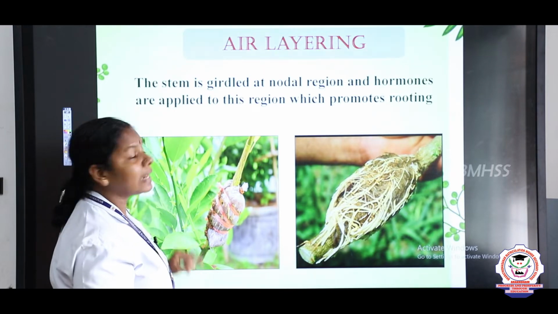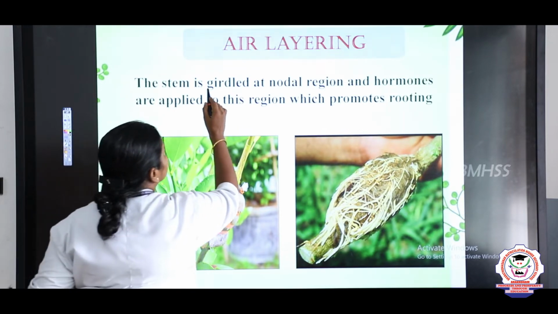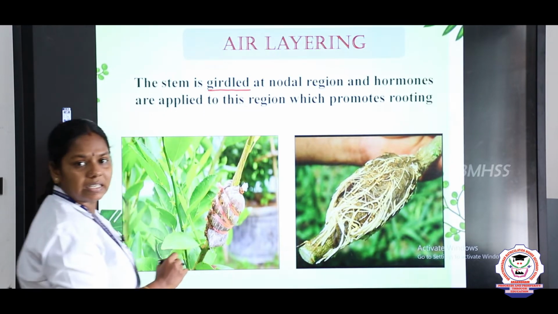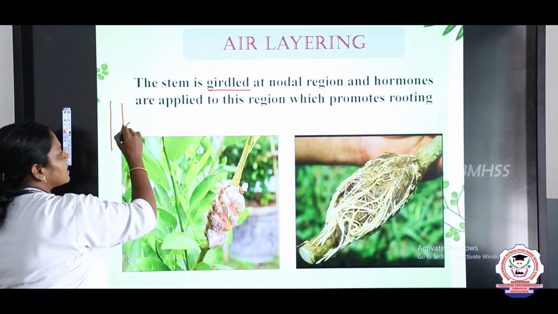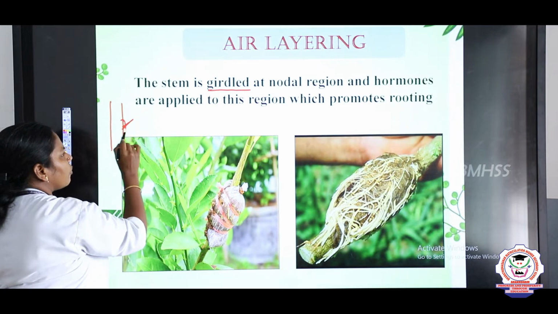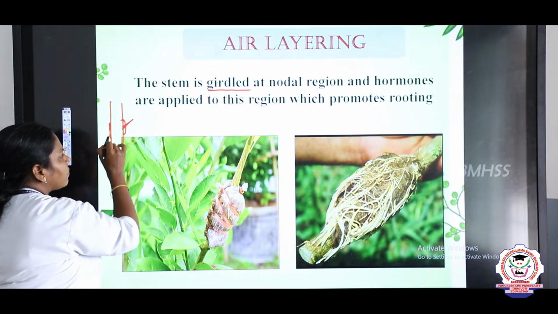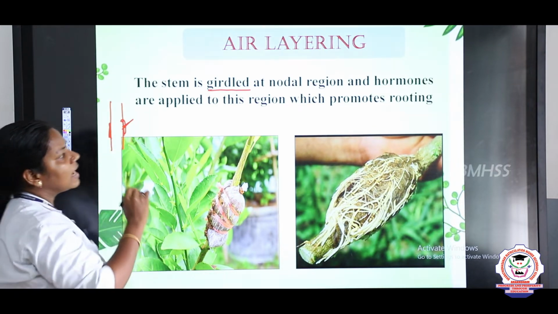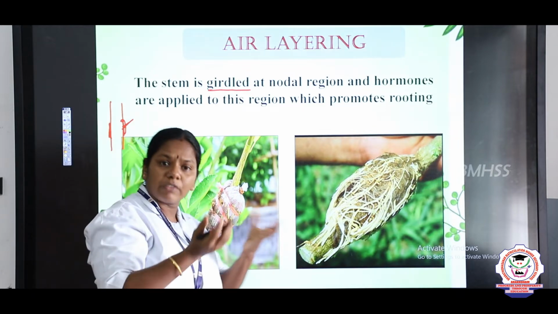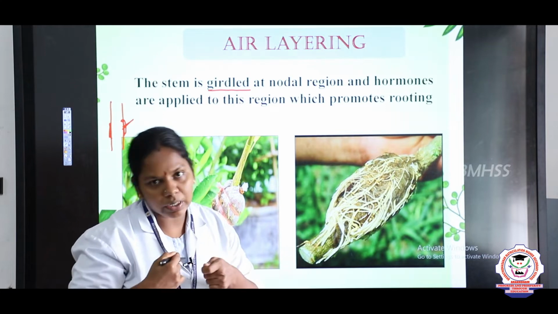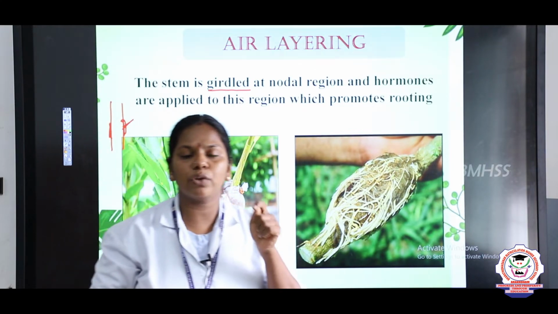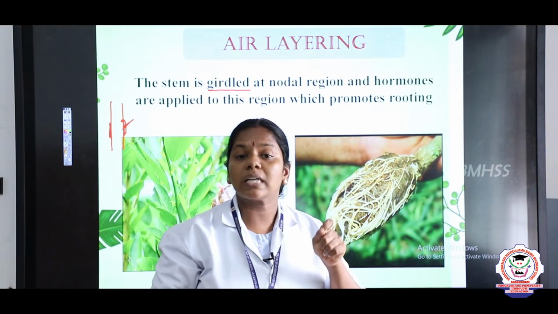So, what is air layering, children? The stem is girdled. What do I mean by girdled? Yes, if this is a stem, and here new branches are arising, a portion of it is removed with the help of a knife, right? And we are covering it with layers of soil and binding it with the polythene cover. And before that we are administering some hormones to it.